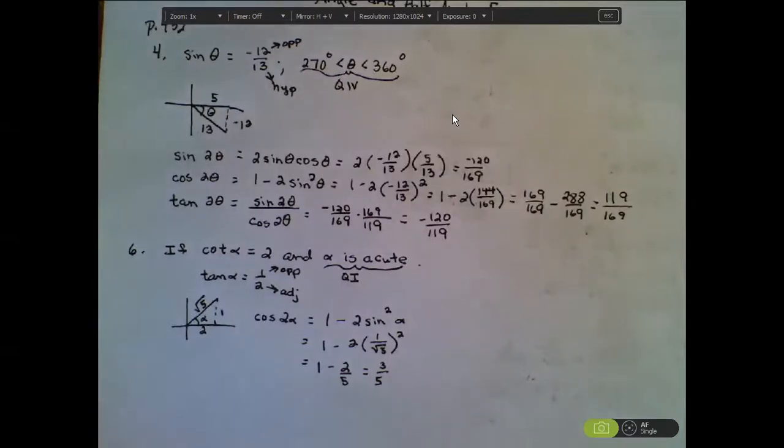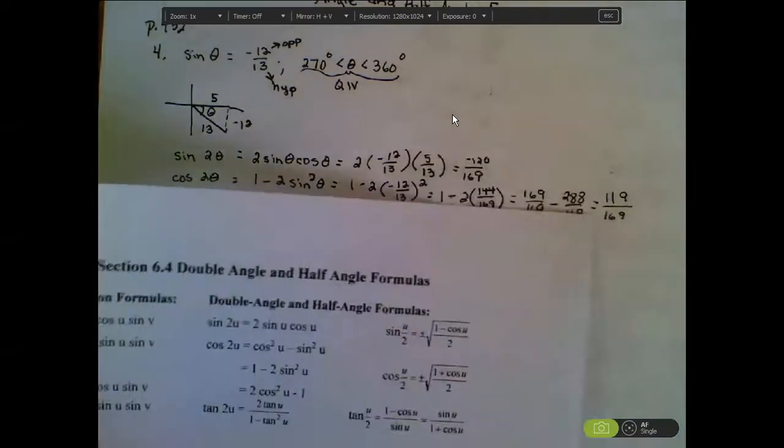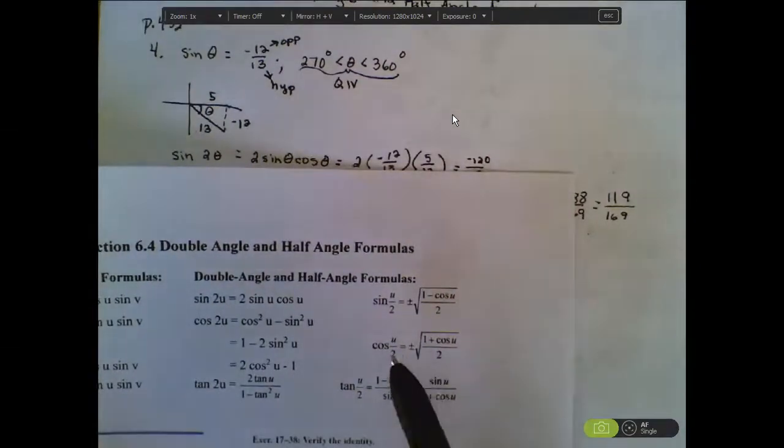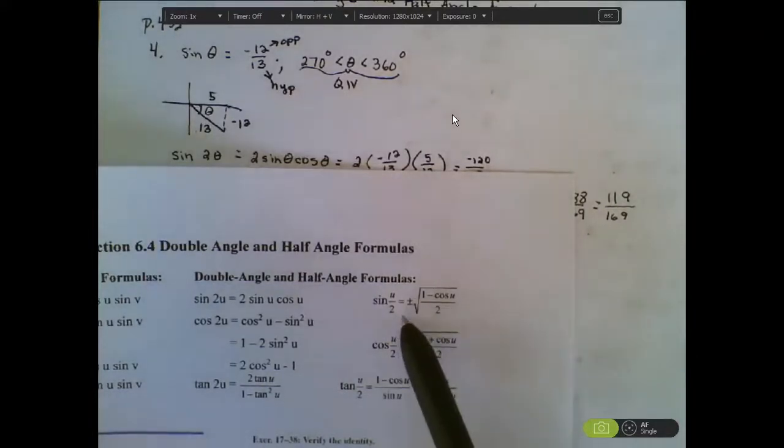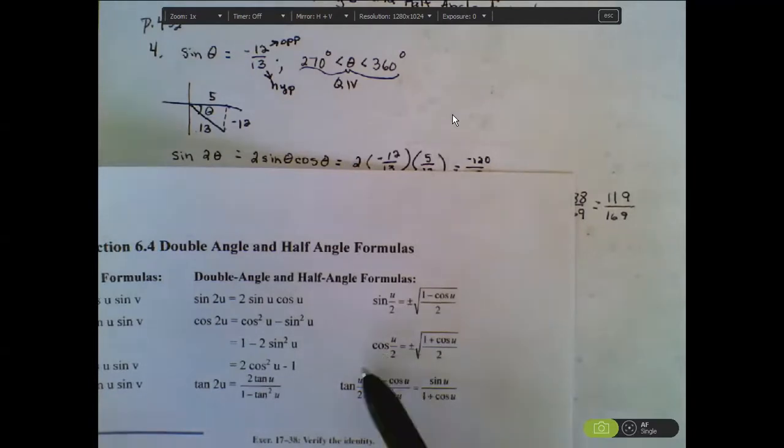So the double angle formulas are very straightforward to use. I need to tell you something about the half angle formulas though. The half angle formulas for sine and cosine both have a plus or minus. And we have to figure out, based on where our angle u is, actually where our angle u over 2 is, we have to determine in what quadrant u over 2 lies so that we know whether to use the plus or the minus each time we use a half angle formula for sine or cosine. Let me show you what I mean.